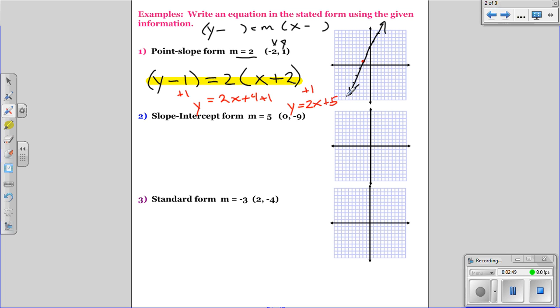Okay, and we can see that right here as well. It crosses at 0, comma 5. So I'm just showing this example to show how to relate it. We don't have to do it every single time.